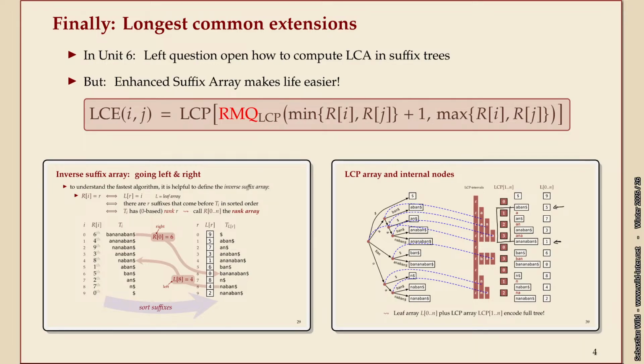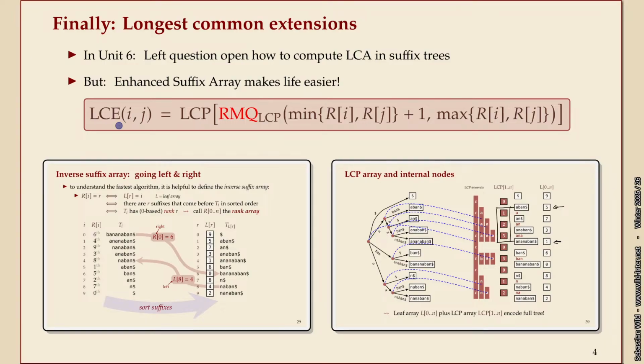And so if we can answer these range minimum queries on our LCP array, we can compute the longest common prefix of any 2 suffixes, no matter where they are. They don't need to be adjacent. And that also directly solves the longest common extension problem, because they're the same thing. Okay?